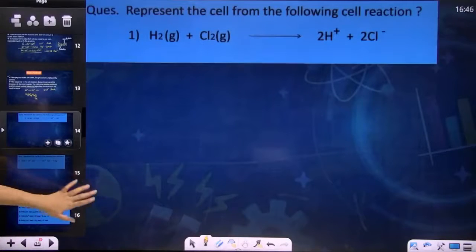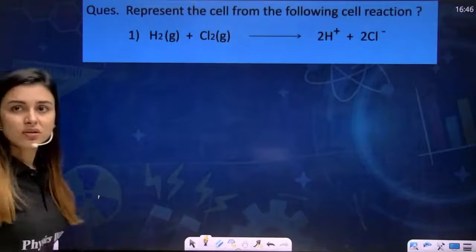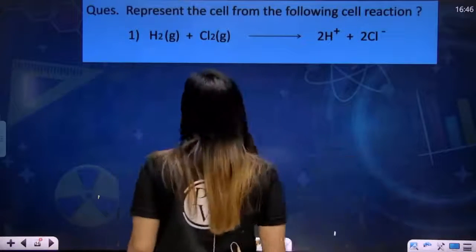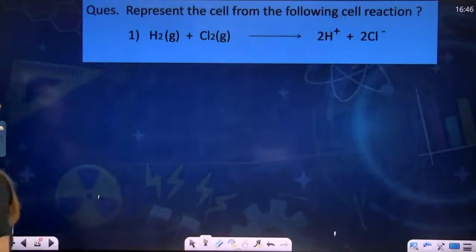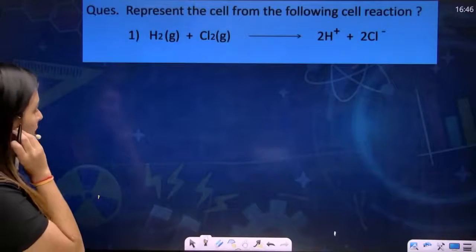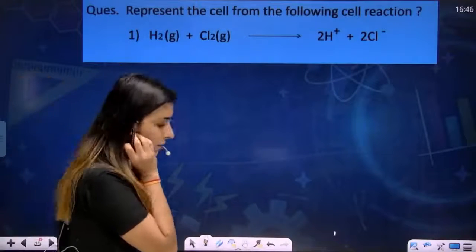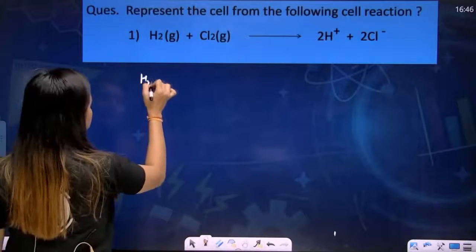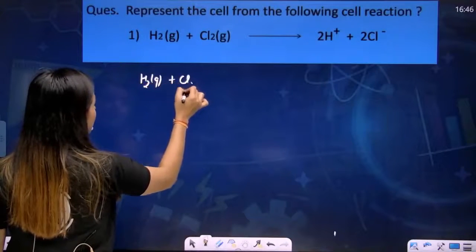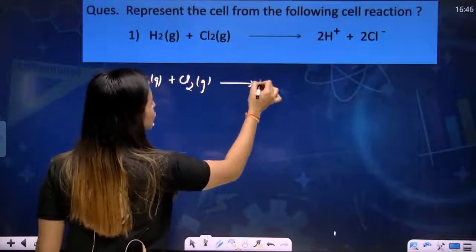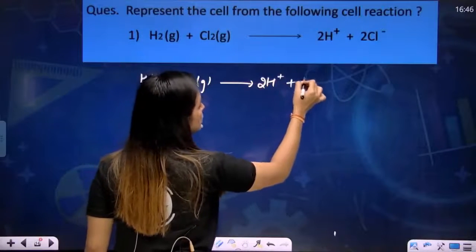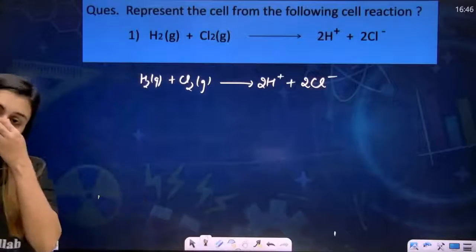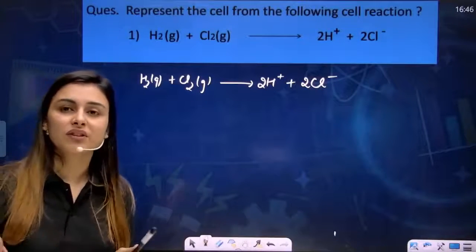Let's solve a few questions. I hope the question is visible to you. If not, I'll dictate it. The question says: represent the cell from the following cell notation. The cell notation is given and you have to represent the cell. You have H2 gas, you have Cl2 gas, and it is giving you 2H plus plus 2Cl minus. This is the reaction, and now you have to find how you will give the cell representation.